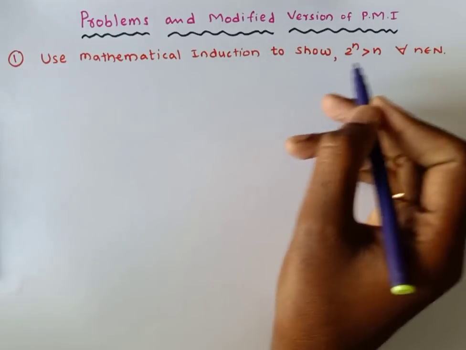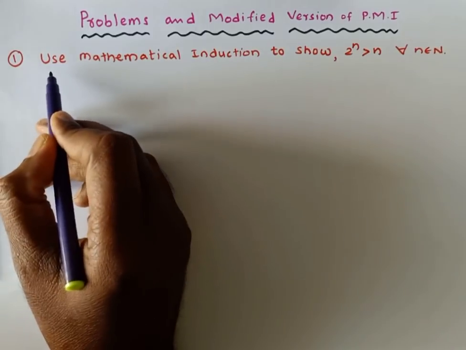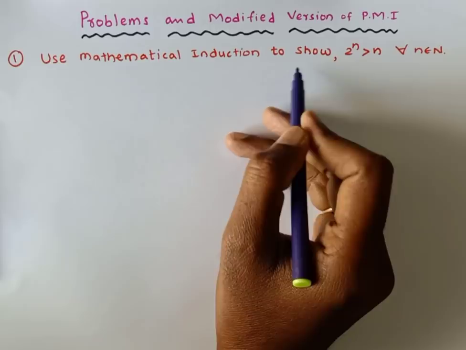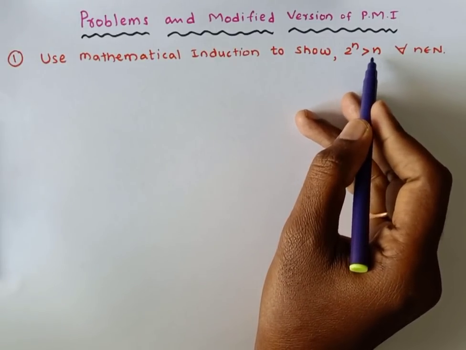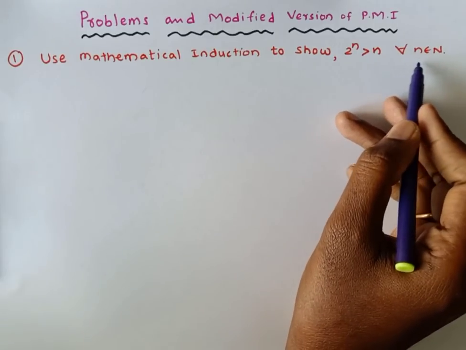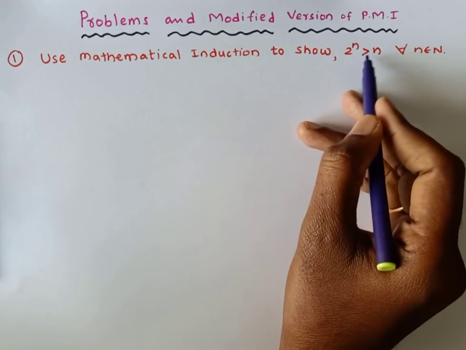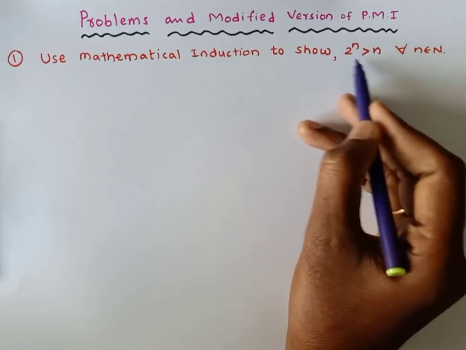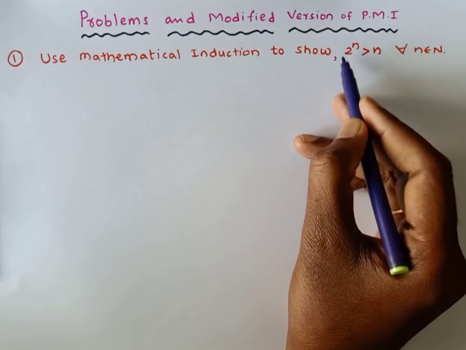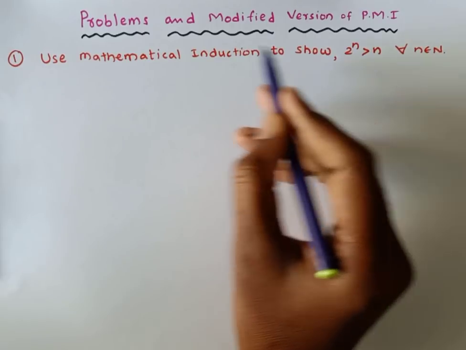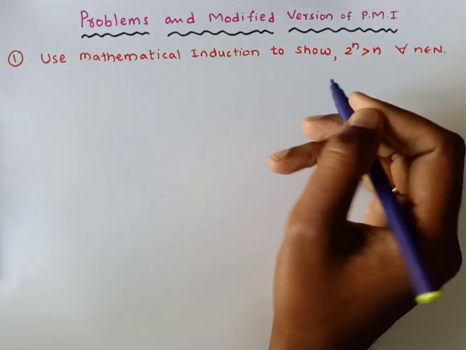So this is the first statement regarding the inequality. See problem number 1. Use mathematical induction to show 2 to the power of n is greater than n for all n belongs to N. So here 2 to the power of n is strictly greater than n, which means this entire thing is known as an inequality. Now we need to show this inequality by using the principle of mathematical induction. See, the procedure is the same.